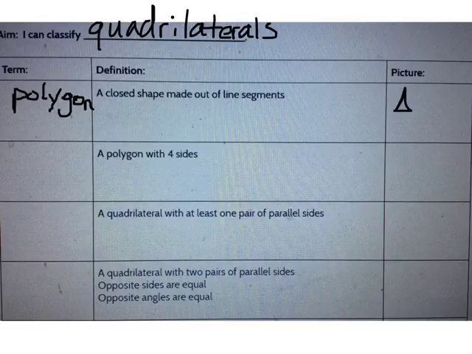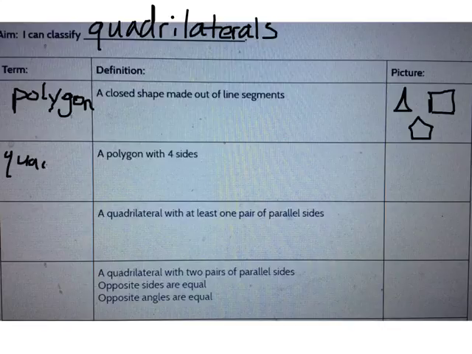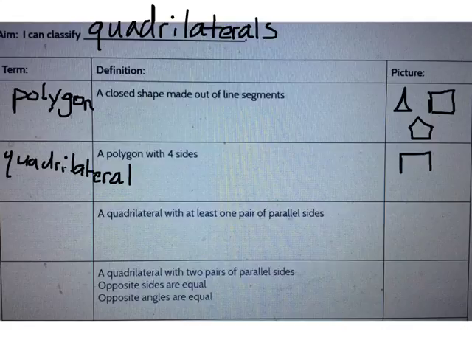A triangle is a type of polygon. A square or rectangle is a type of polygon. A pentagon is a type of polygon. A quadrilateral is any polygon with 4 sides. So any closed shape made out of straight lines with 4 sides is a quadrilateral. A rectangle is a quadrilateral. A parallelogram is a quadrilateral.